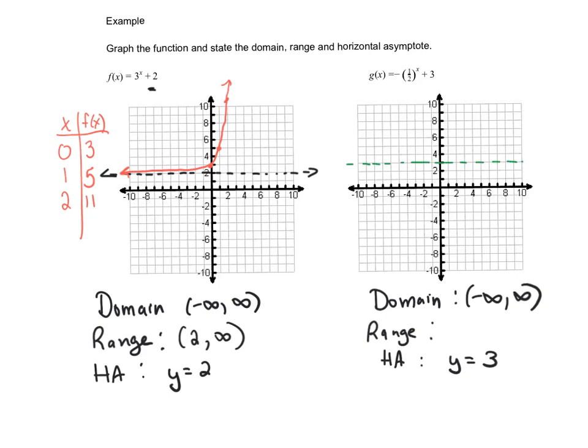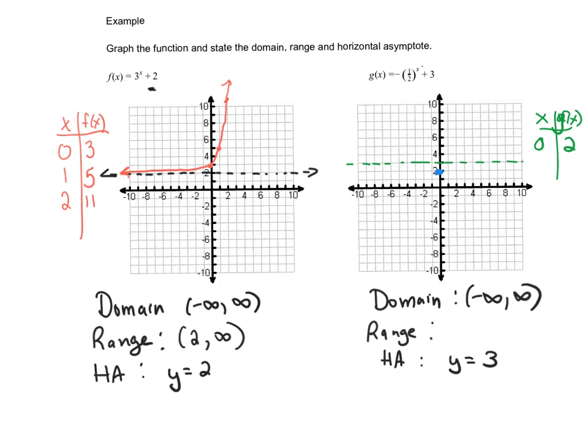And so if I pick a couple points for this one, x and f of x, I guess it'd be g of x in this case. Say I pick 0. Well, 1/2 to the 0 is 1. With the negative sign in front is -1. -1 plus 3 is 2. So I know I have the point (0, 2).